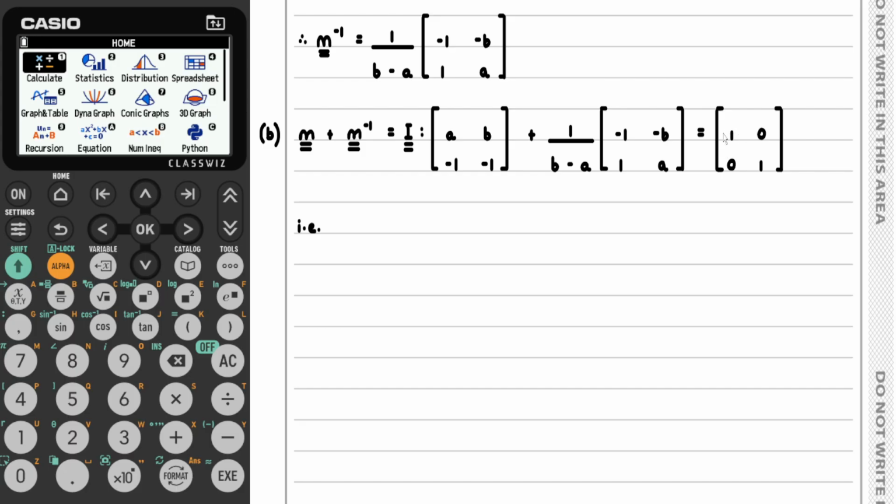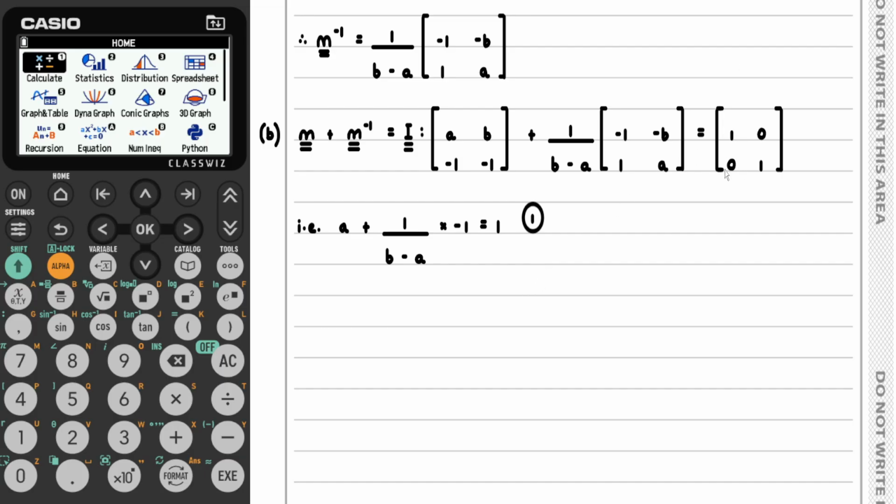If we take a look at the 1 over here, how do we get this 1? Well, I've got the a over here, and I add on to this 1 over b subtract a multiplied by negative 1. And that's how I get this 1. I will call this equation 1.